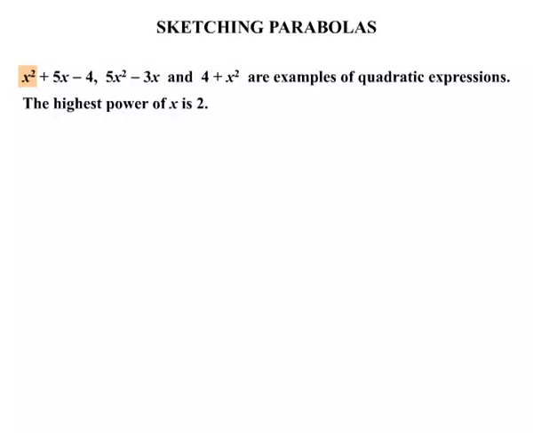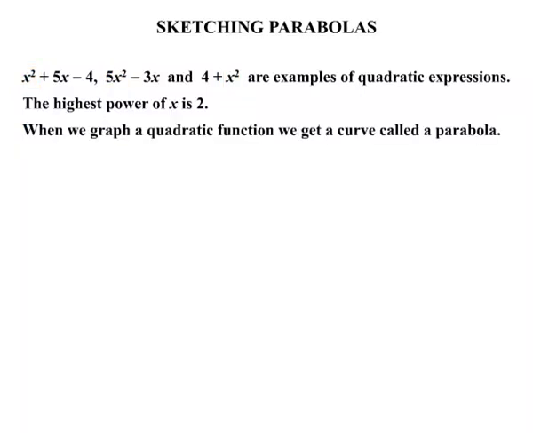That x squared there, the highest power of x, is 2. In the second expression, 5x squared minus 3x, again, the highest power of x is 2, the x squared there. Same with that third expression, 4 plus x squared, the highest power of x is 2.